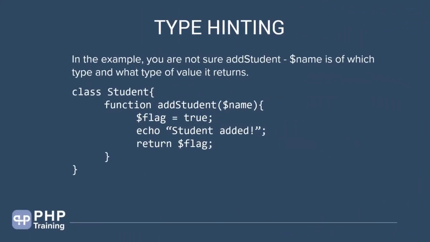Hello and welcome to the lecture on type hinting. Let's understand what type hinting is and what it means to add a type, which is nothing but a data type, to your program. Consider this example of a class Student having a method called addStudent. Just look at this method now. When you look at it, you are not sure from the definition what is to be passed and what the return type is.